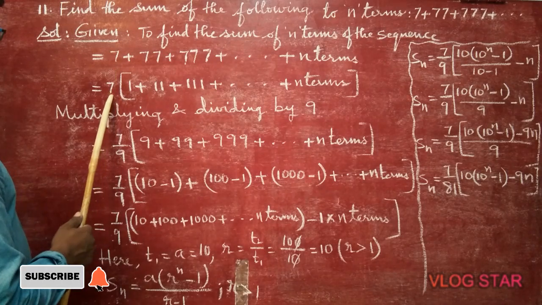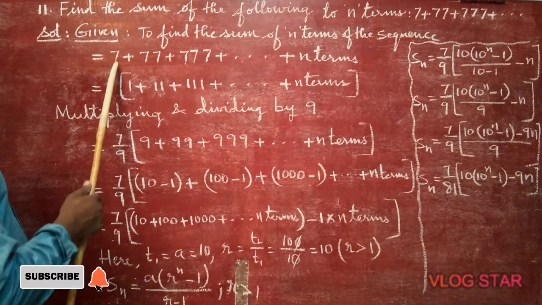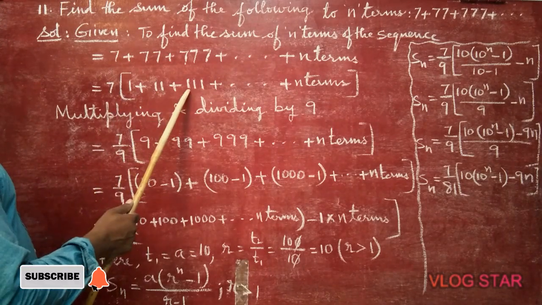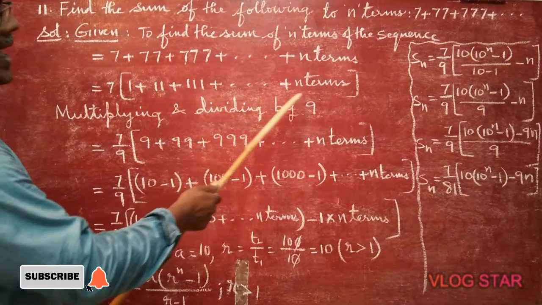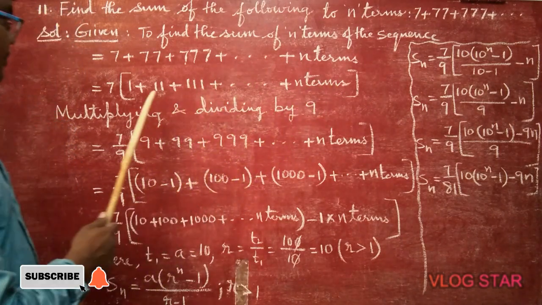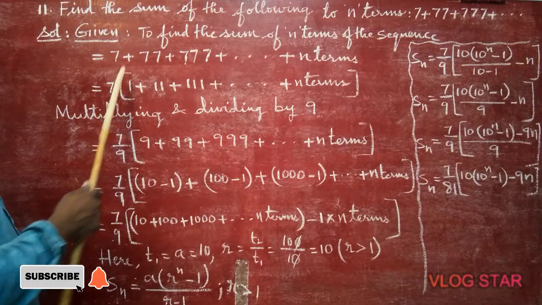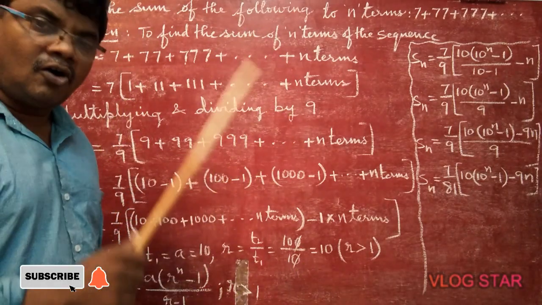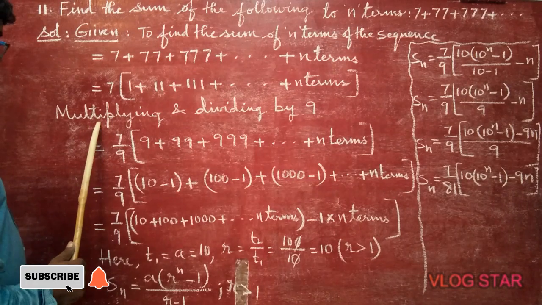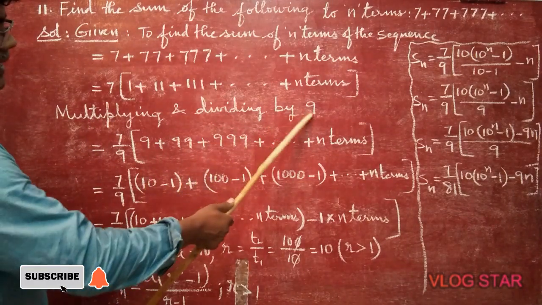Now I am taking 7 common. 7 goes 1 time, 7 goes 11 times, 7 goes 111 times, so on, n terms. Are you able to follow? Take 7 common. Same procedure for all the numbers. Multiplying and dividing by 9.